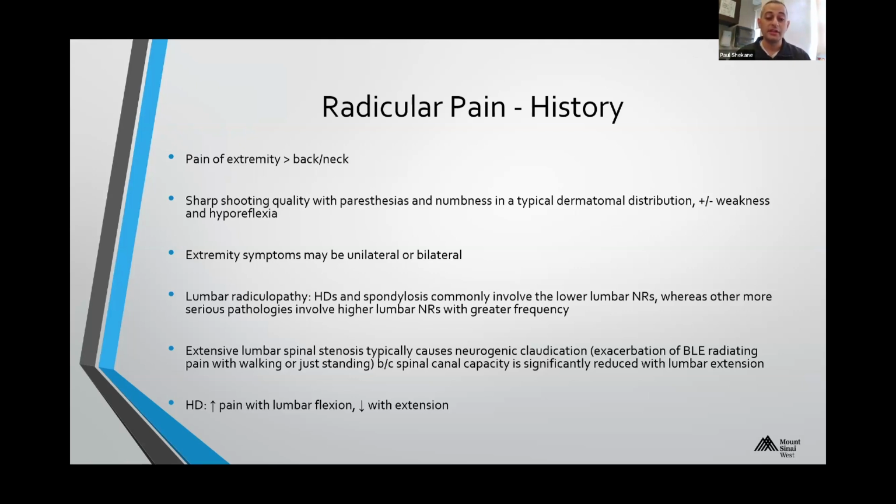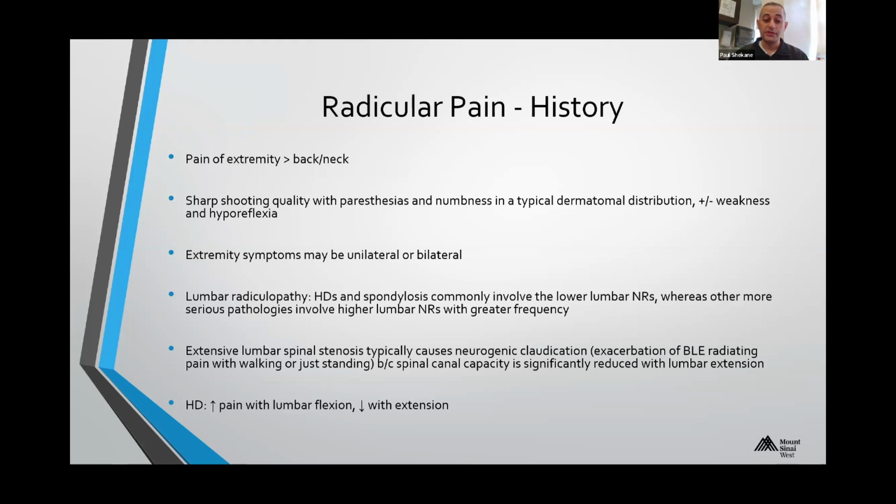So lumbar radiculopathy most commonly involves the lower lumbar nerve roots, because most of our rotation and our axial load is placed on the lower lumbar nerve roots. So they tend to degenerate at a much higher rate and faster rate than the higher lumbar spine.